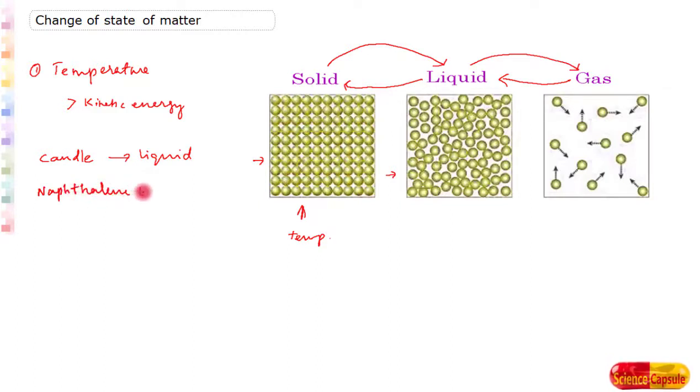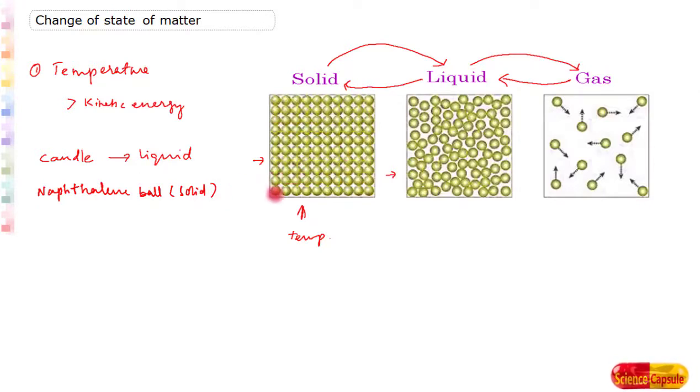Let us understand the second experience, that is the naphthalene ball. When a naphthalene ball is exposed in air, it disappears, right? Naphthalene is initially solid in state. If it is solid, then the arrangement of particles will be like this. Here the naphthalene ball is not heated. Even though it is not heated, it disappears in air.